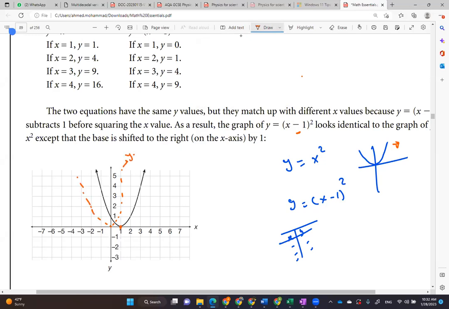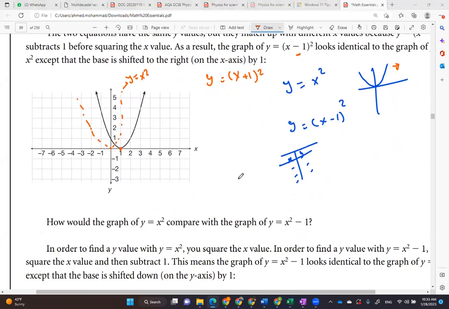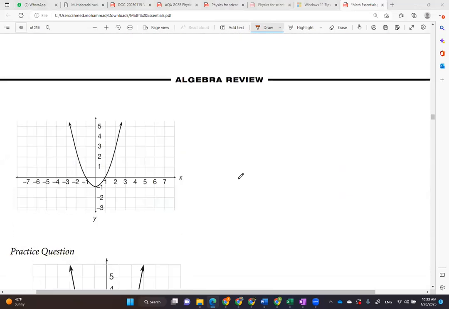So this one is y equal x squared. So y equal x minus 1 squared, you're gonna move to the right one unit. If you have y equal x plus 1 squared, you're gonna move the quadratic graph to the left 1 unit. This is gonna save the time for you in exam. Yeah, this is the translation of quadratic function. So this is all the explanation.